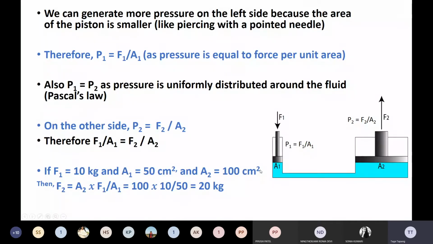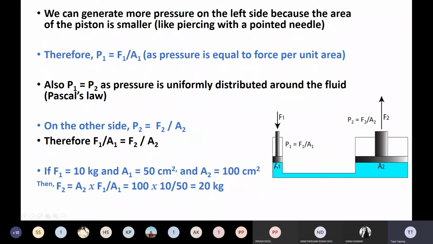You see, in this particular example, on the left hand side, the pressure acting on the left hand side is equal to F1 by A1. F1 is the force acting on this left piston, and A1 is the cross section area of this smaller piston. So pressure is equal to force by area. Therefore P1 equals F1 by A1.